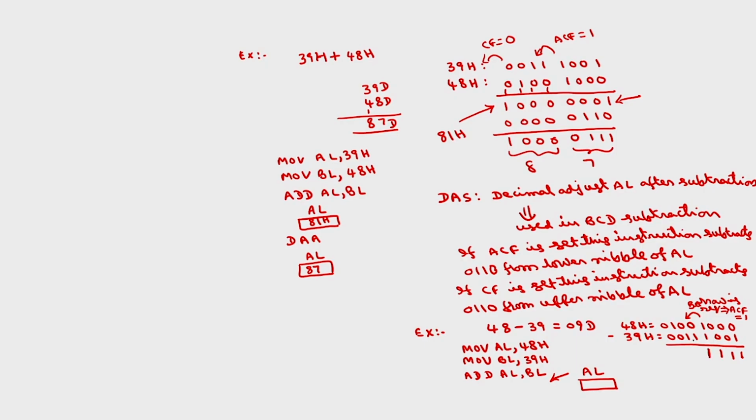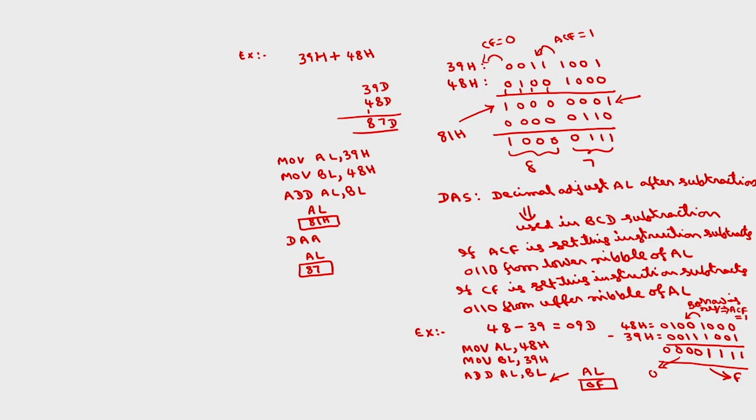Again here, 0 minus 1 requires a borrow. 2 minus 1, already 1 has been given here, so 2 minus 1 will be 0. This also 0 in a similar manner. This 1 has given, 0 minus 0 is 0, 0 minus 0 is 0. So this will be the result that we are going to get, which is nothing but 0 and F. So the AL will be having 0F.